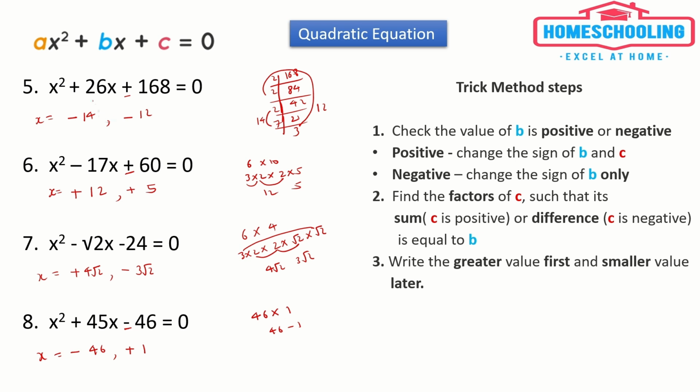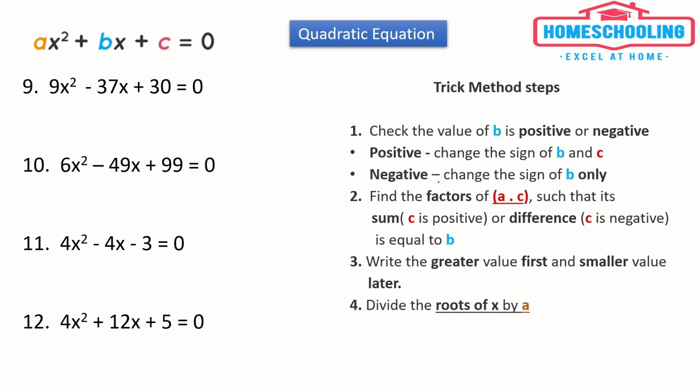So till now we have solved quadratic equations where the value of a was 1. Now what about when the value of a, that is the coefficient of x squared, is not 1? Like these questions. So we are going to make only two minor changes here. Previously we used to find the factors of c only, but here we will find the factors of a times c, and at the end, we will find the two roots of x. So we'll divide both the roots of x by the value of a.